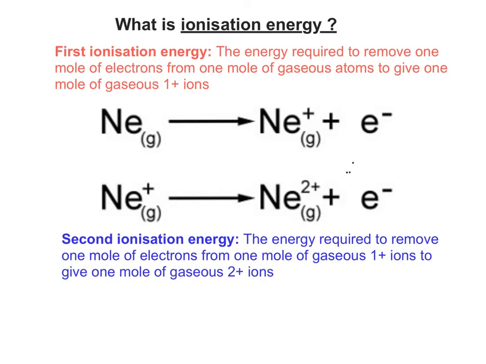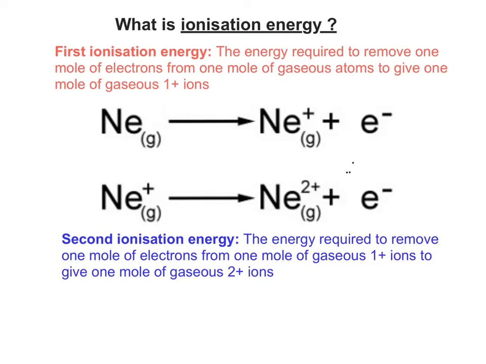So if we were to look at the second ionisation energy, in this situation we've already removed 1 electron, so look at the way the definition changes slightly. The energy required to remove 1 mole of electrons from 1 mole of gaseous 1 plus ions to give 1 mole of gaseous 2 plus ions.